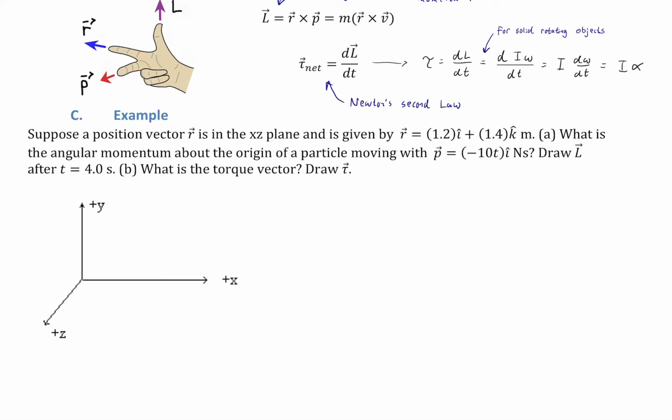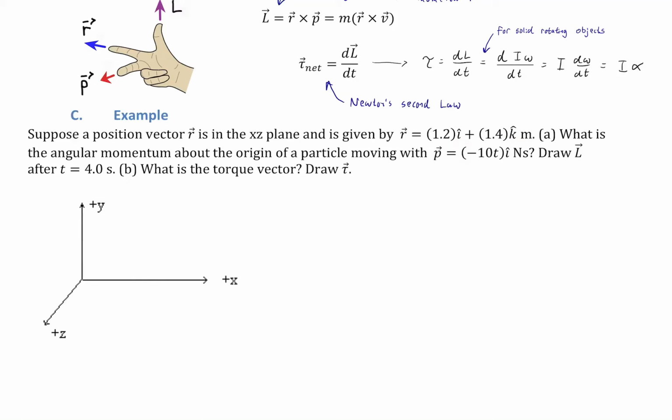Suppose the position vector r is in the xz plane and is given by this function right here. So here we have a position function. This time it's not time dependent. It's just a position function, maybe at a particular moment, but it itself is not time dependent. It's still the same sort of setup. And it's in the xz plane, but we know that just by looking at the vector, so it's redundant information.